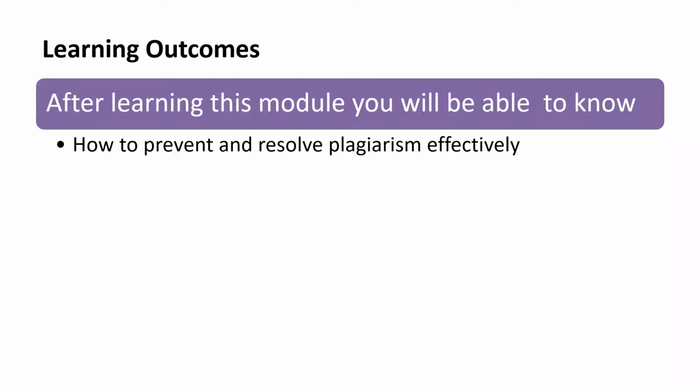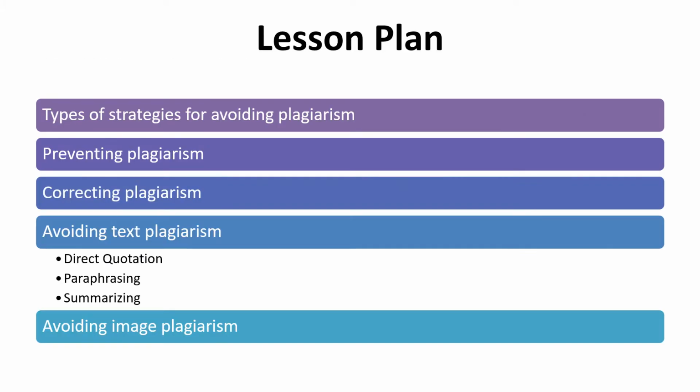After completing this module, you will be able to understand how to avoid plagiarism, and we will move with this lesson plan. We will discuss different strategies to avoid plagiarism, preventing plagiarism, correcting plagiarism, and preventing text plagiarism. There are three methods of preventing text plagiarism that we will discuss: paraphrasing, direct quoting, and summarizing, and avoiding image plagiarism. Now let's move to avoiding plagiarism.